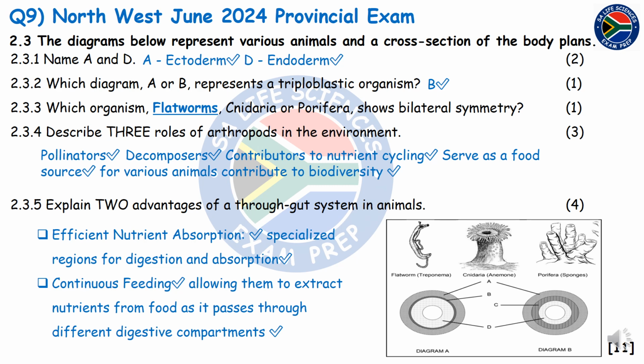It also allows for continuous feeding, allowing them to extract nutrients from food as it passes through the different digestive compartments. This means that whilst food is digesting in one part of the digestive system, food can also be ingested in another.